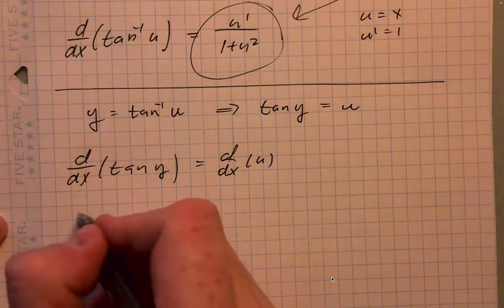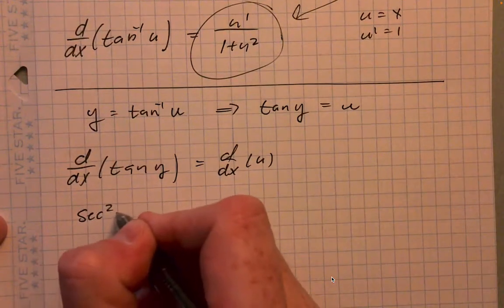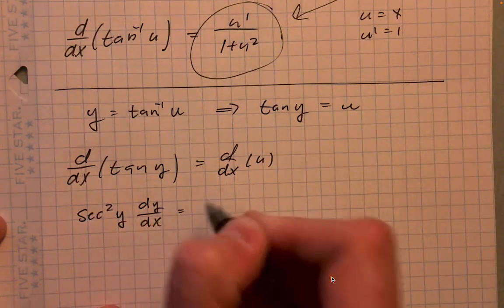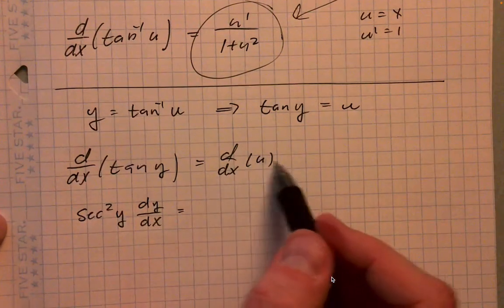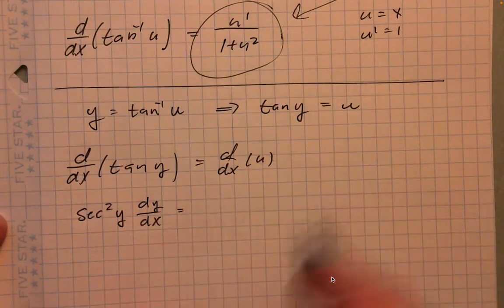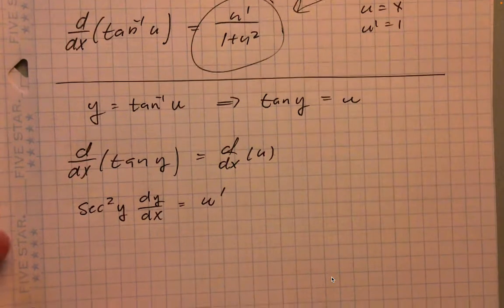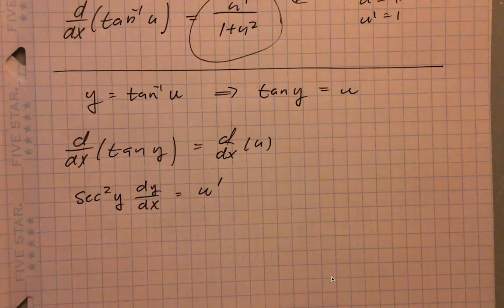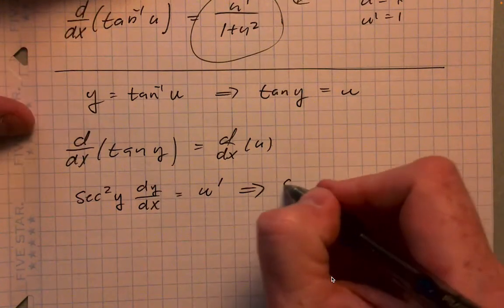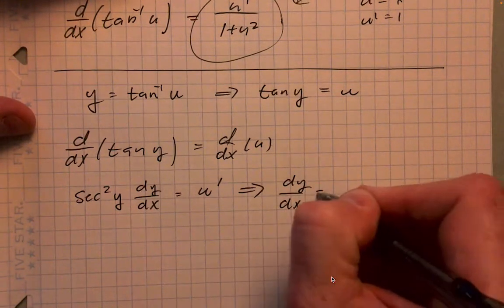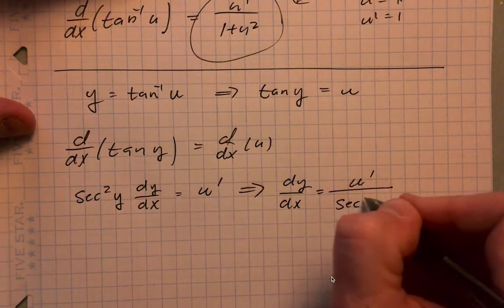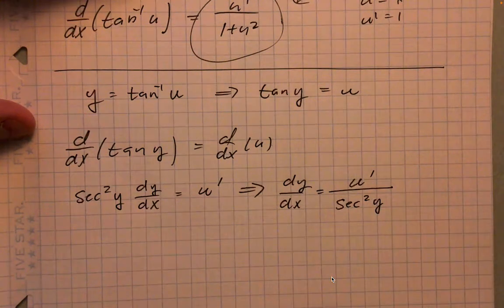Okay, so over here we would get the same thing: secant squared y times dy dx equals, now what is d dx of u? Well, that's just du over dx, or you could write u prime, because we're going to try to match the notation of our theorem. And so that means we've got dy dx equals u prime over secant squared y.